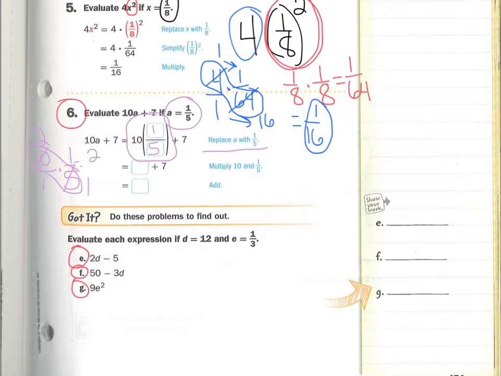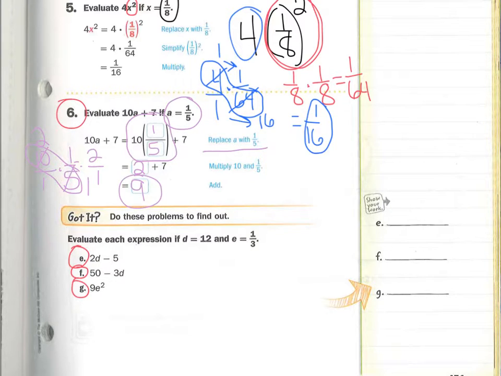2 times 1 is 2, 1 times 1 is 1, and 2 over 1 is the same as 2. Now I know I might have done that a little fast, but that's because we've already done multiplying fractions. So hopefully you're not getting stressed or confused by this, because it's already work that you know how to do. So 10 times 1/5 equals 2, and then we're simply going to do 2 plus 7, which is 9. So the answer here should have been 9. Hope you got that right.